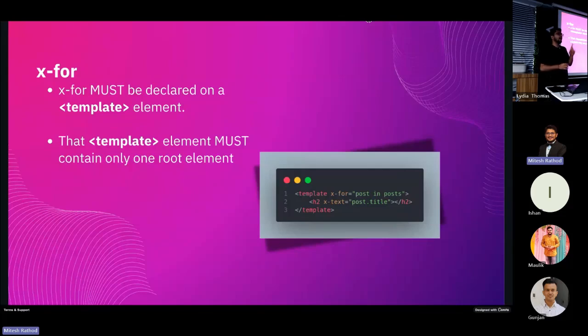Then any one element should be a root element. You can see in the example, you can say post and post.title. It is obviously a JSON object. Then the first element is an h2. After the h2, we cannot add any new div tag or anything, because it will fail. But any one element would be a root element.